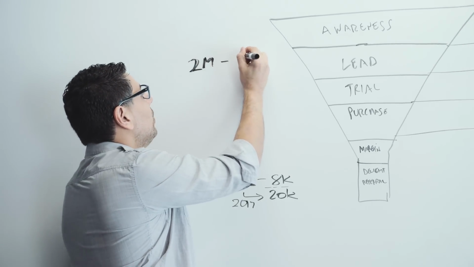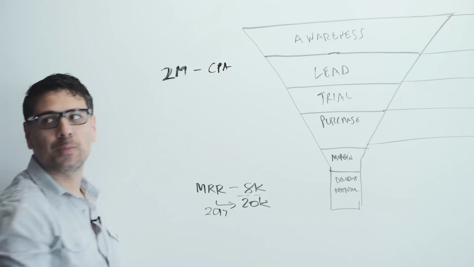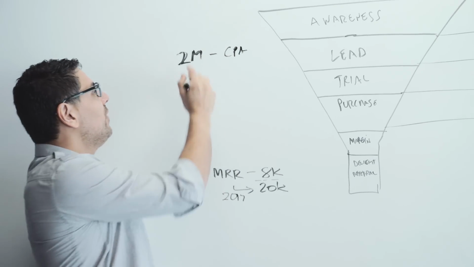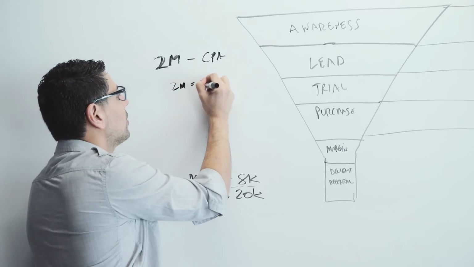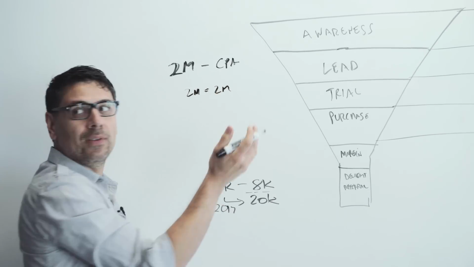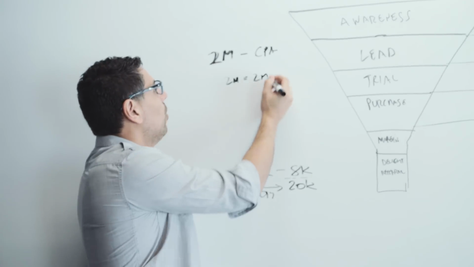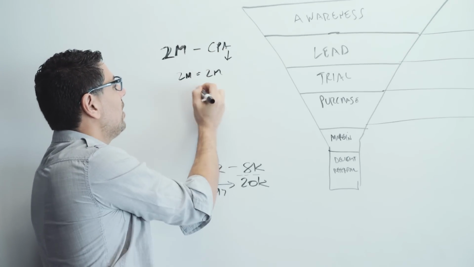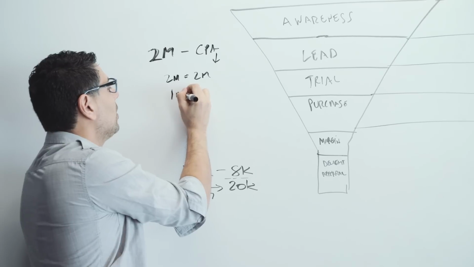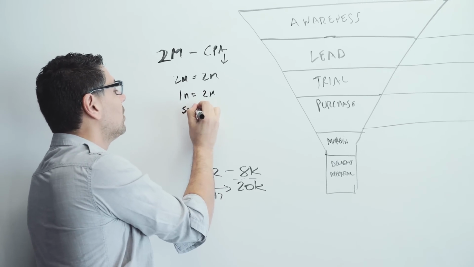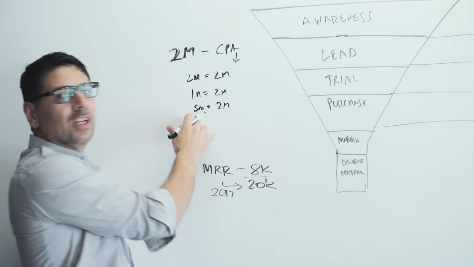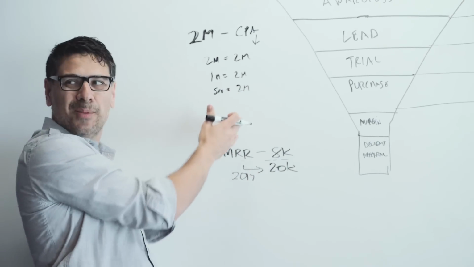And what you're trying to do is get the CPA as low as possible, the cost per acquisition. So if you spend $2 million and you make $2 million, you broke even, and that's not ideal. So all you're trying to do is drive down the CPA. You're hoping that you're going to spend $1 million to make $2 million, or hell, $500,000 to make $2 million. It's never going to be zero, obviously, but it's going to be something.